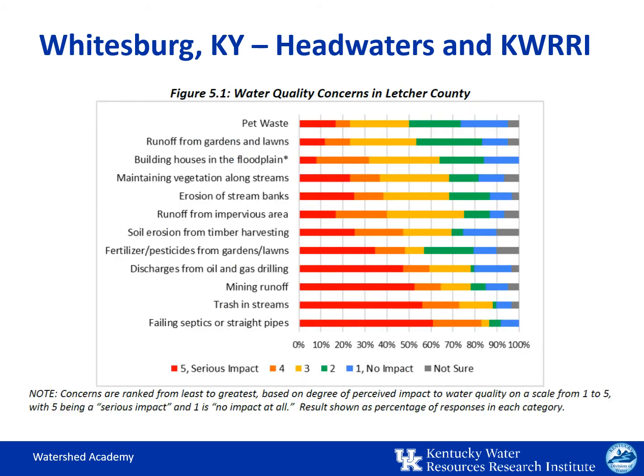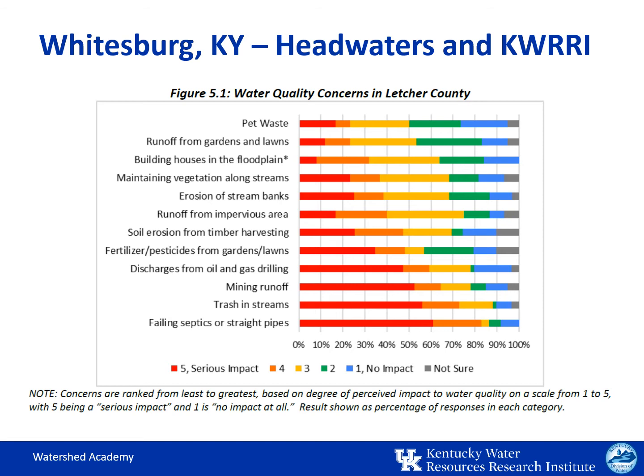Here you can see that when processing this data, failing septic systems and straight pipes were rightfully seen as the greatest concern, whereas people were not as concerned about pet waste. One issue that was surprising was how much the community viewed trash as a concern. And so this speaks to the need for community litter pickup events as a gateway for improved stewardship engagement.